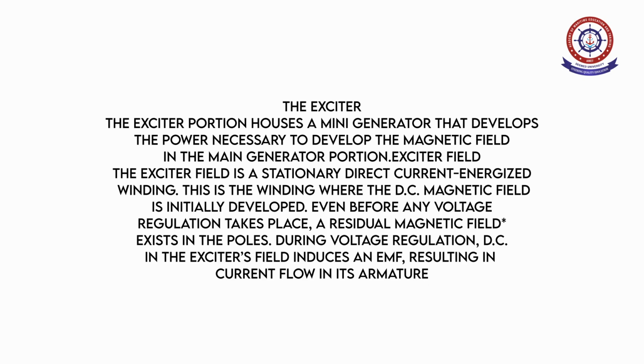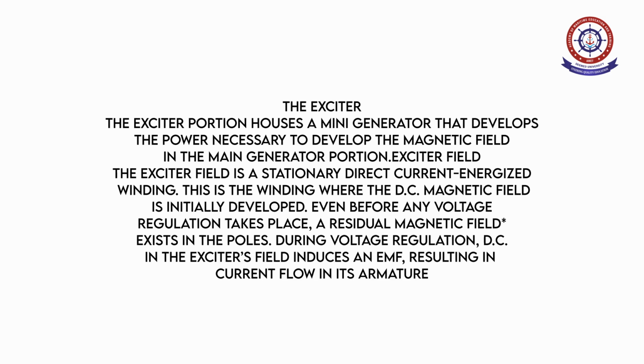This is the actual structure of a brushless alternator. It consists of the main armature, exciter armature, main field and exciter field. The exciter portion houses a mini generator that develops the power necessary to develop the magnetic field. The exciter field is a stationary direct current winding which is energizing the winding. This is the winding where the DC magnetic field is initially developed.